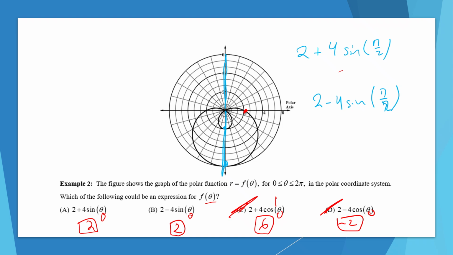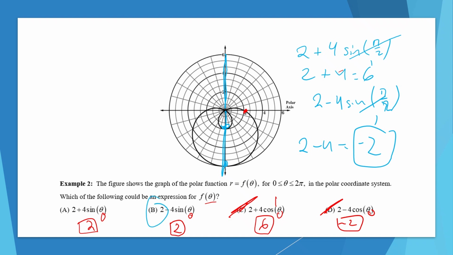Sine of pi over 2 is just 1. So this would be 2 plus 4, which is 6, and this is 2 minus 4, which is negative 2. We are looking for a negative value, so B should be our correct answer. A would be incorrect because there is no point at pi over 2 comma 6.